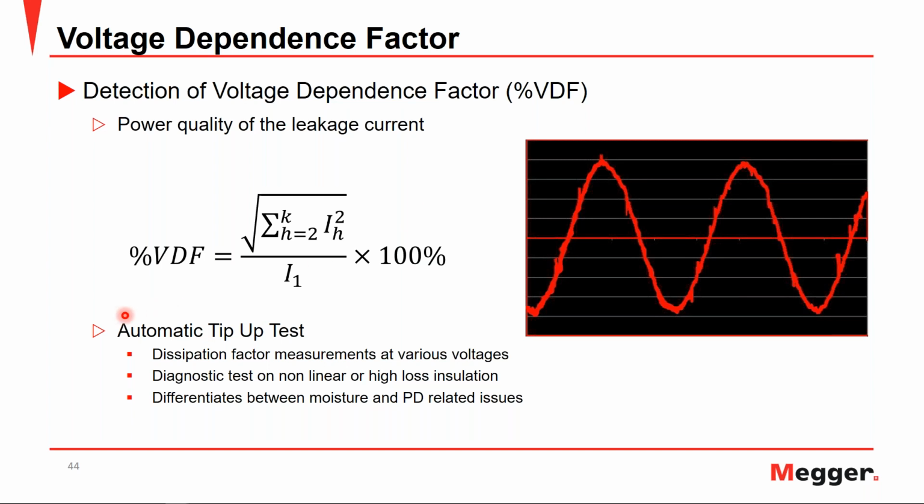And then at that point, you would be able to perform an automatic tip-up test, which is essentially just the dissipation factor or power factor measurement at various voltages. So starting at 0.2, 0.4, and increasing and going up, and it allows you to relate your voltage to your power factor. And it's a diagnostic test used on nonlinear or high loss insulation, and allows again for the differentiation between moisture and PD related issues in the case of your voltage dependence factor.